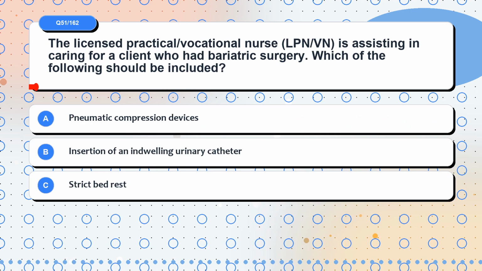Question 51. The licensed practical/vocational nurse LPN/VN is assisting in caring for a client who had bariatric surgery. Which of the following should be included? Here are the options. Option A. Pneumatic compression devices. Option B. Insertion of an indwelling urinary catheter. Option C. Strict bed rest.